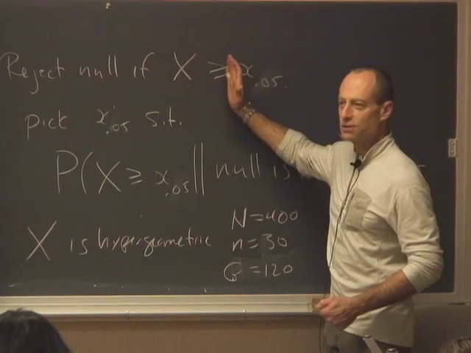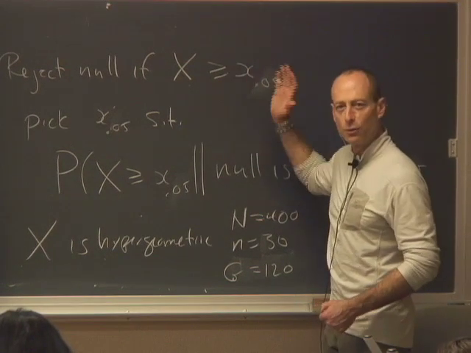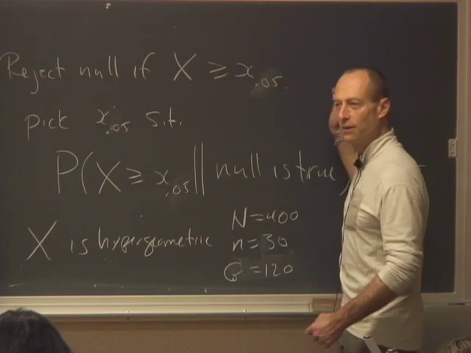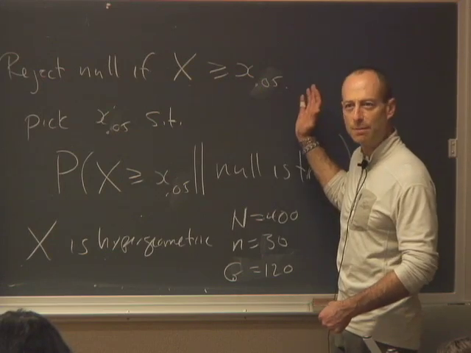The smaller I set this threshold, the bigger the power is. Because the smaller I set this threshold, the greater the probability that I'll reject the null hypothesis when, in fact, p is bigger than 30%. Does that make sense?